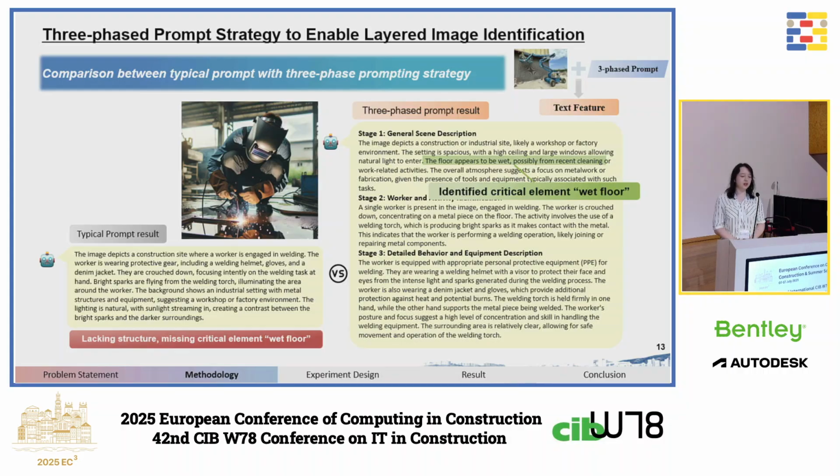Here you can see the comparison between the traditional typical prompt and our prompt strategy result. Our result can analyze the image layer by layer and enables more accurate identification of critical details. For example, here you can identify that the floor appears to be wet, which is very essential when conducting welding activity. In construction safety issues, each detail can decide everything.